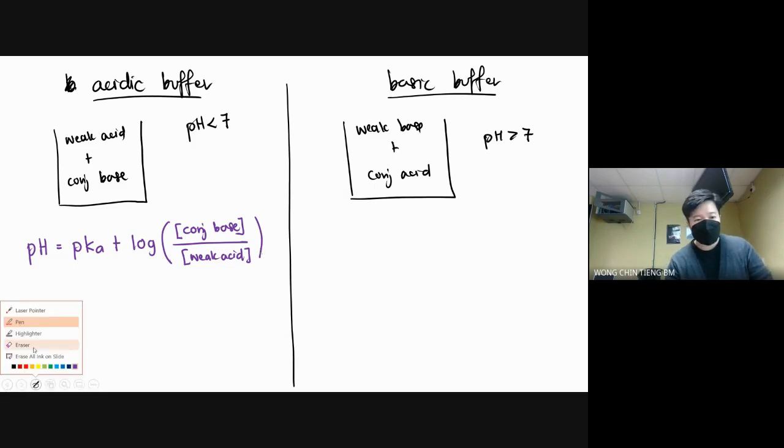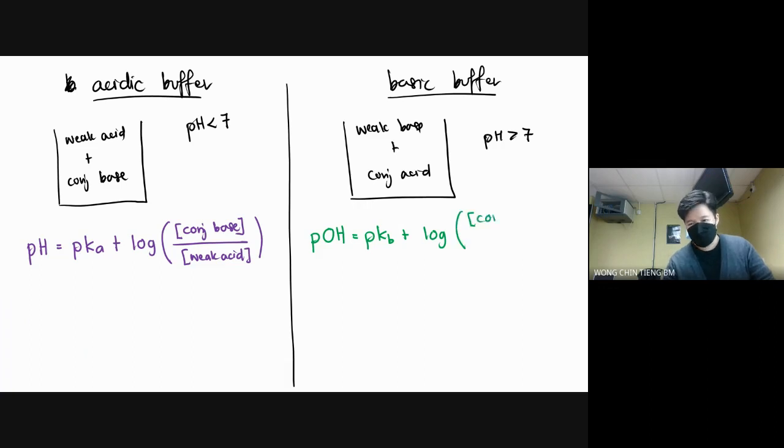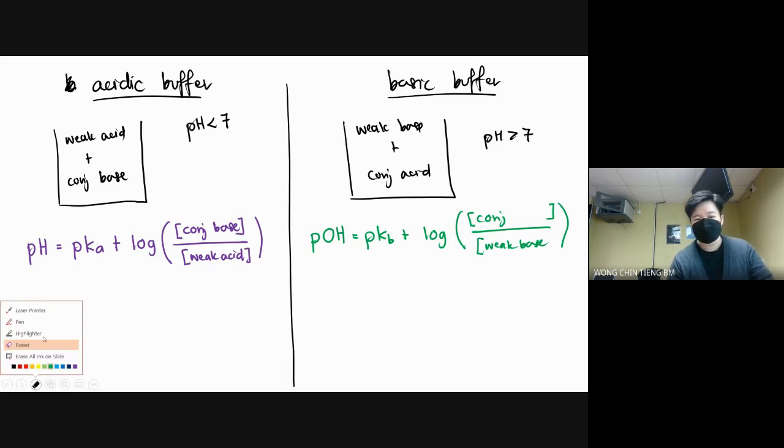And then next, how about basic buffer? pOH, thank you, equals to pKb plus log conjugate acid over base ataupun weak base lah. Alright, sama je. Okay, any idea what makes them different? What makes them different? Apa yang kamu nampak beza? Okay, pOH dengan pH. Kenapa yang ni guna pH?